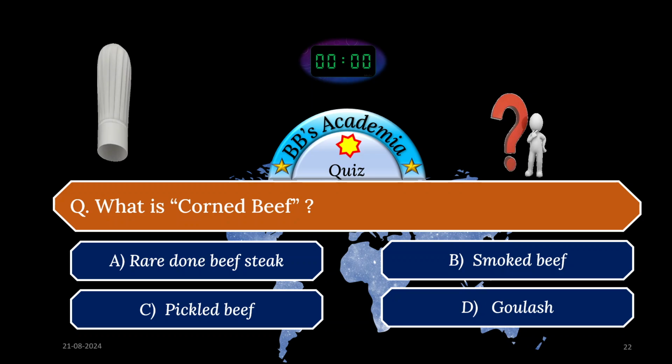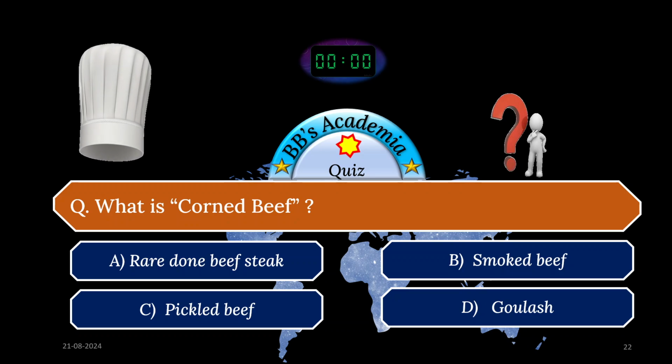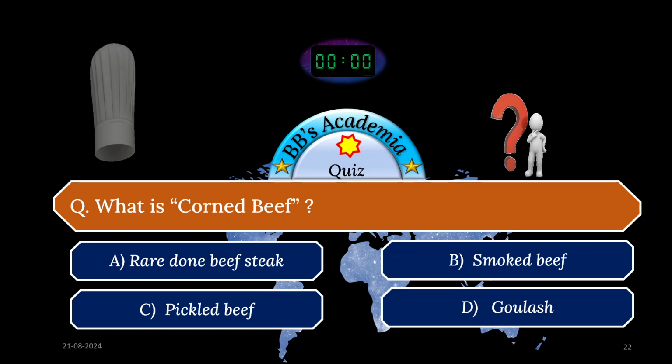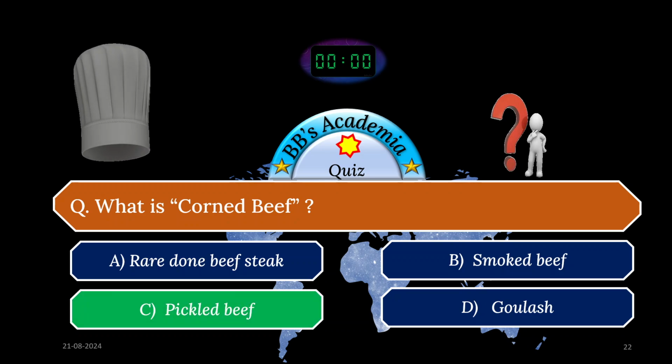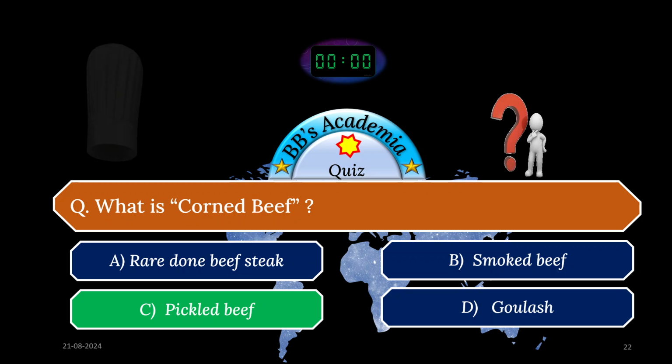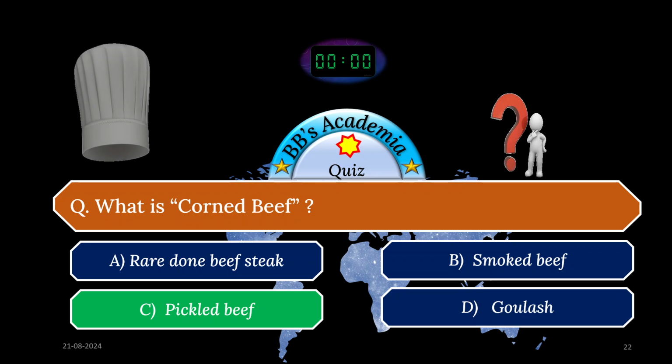Okay, time is up. So what is the correct answer? You must be waiting for it, or you have already given the right answer. That is very important information, and let us know which one is the correct answer out of these four. It is nothing but pickled beef. Pickled beef is known as corned beef. Now why is such a name given? Let us find that out.